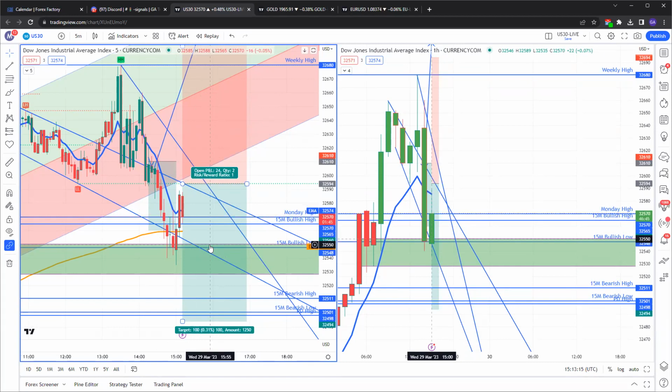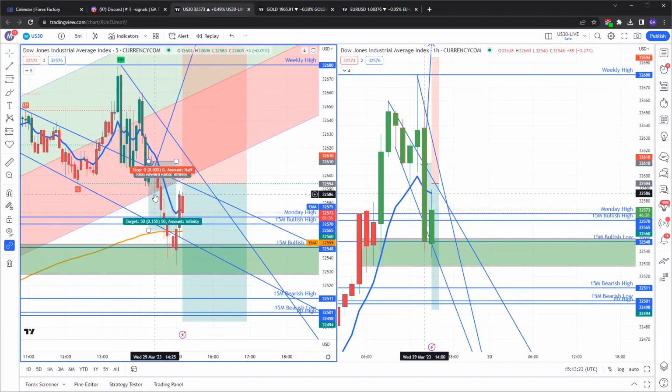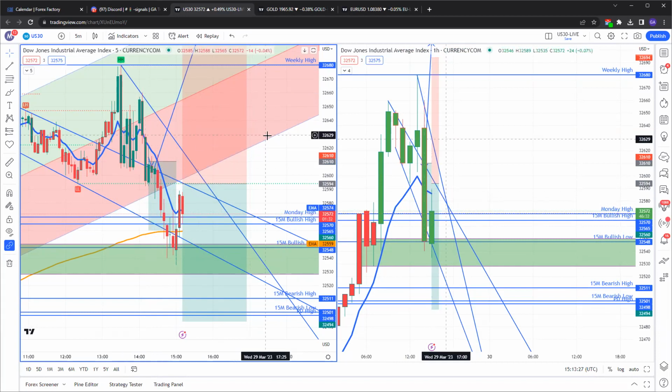If anybody entered this trade, it's still a valid sell. You guys entered at the retest of the 9 EMA on the hourly, which it did, and you would have been up about 17 pips.